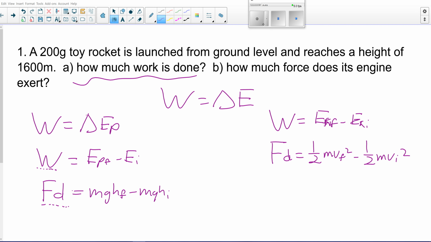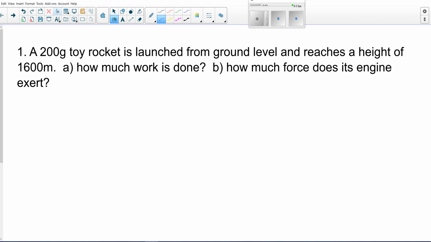All right, so if we're starting this one out, our givens are that we know the mass, but it's in grams. What do I need it in? Kilograms, because a joule is a kilogram meters squared per second squared. So I'm going to need this to be in kilograms, 0.200 kilograms. And it's launched from ground level, which means my initial height is 0 meters, and it reaches a height of 1,600 meters. That would be my final height.